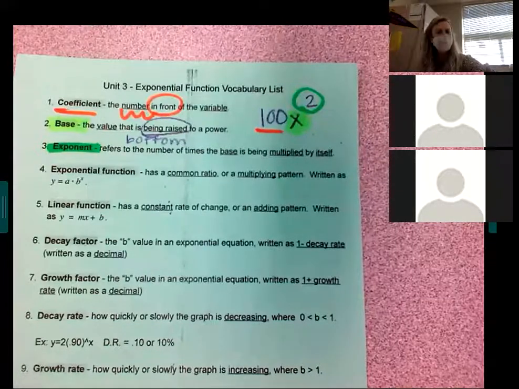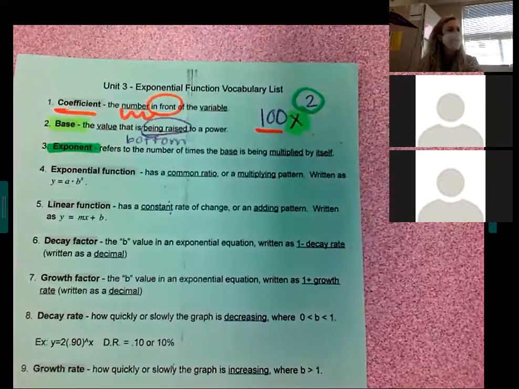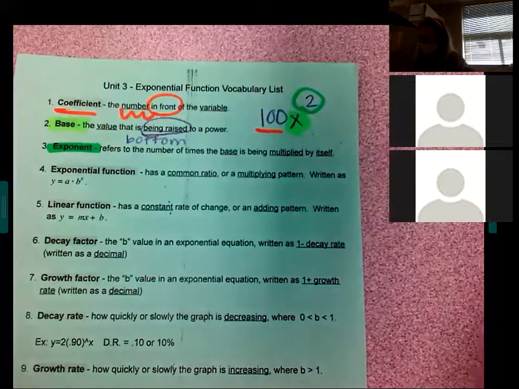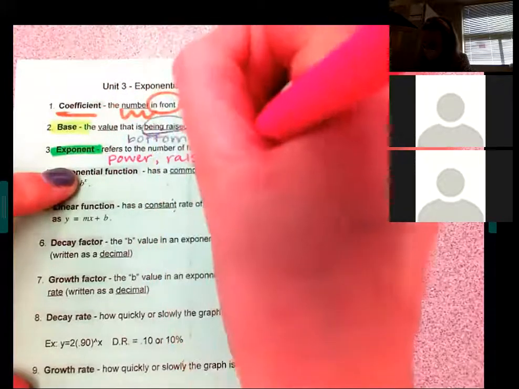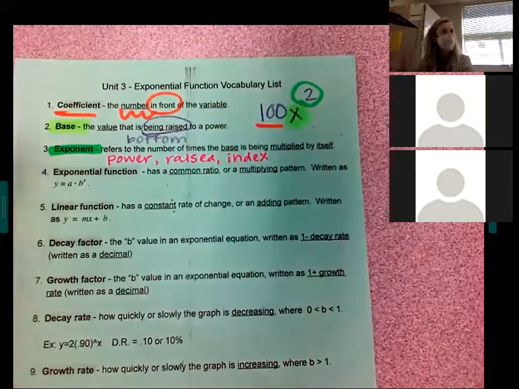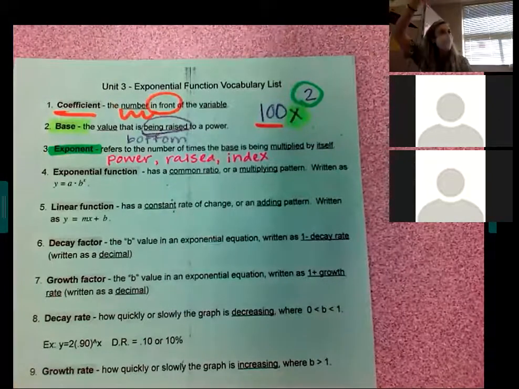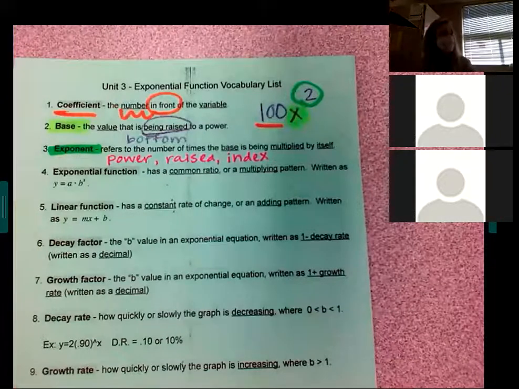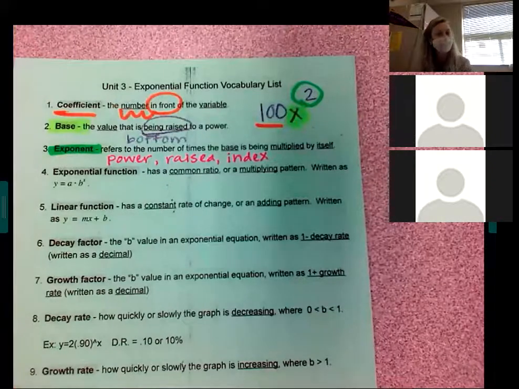All right, what's a synonym we could use for exponent? The power raised. Oh, power. I like that. Power. What else did you say, Gwyneth? Raised, good. I always have a kid that says index, because you know an index is like something that's at the top. Yeah, if you didn't know that, now you do. You learn something new every day. All right, power, raised, index. Those are all synonyms for exponent.